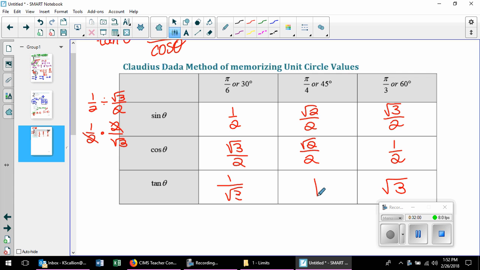If you know all of these, if you can do the first quadrant, you can do every other quadrant based off of those.